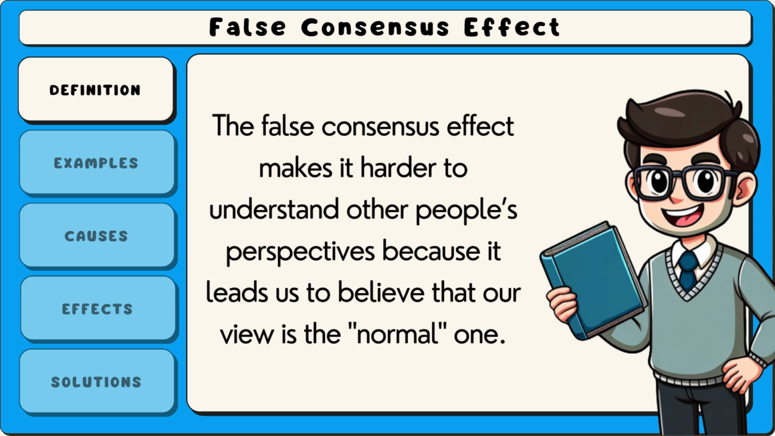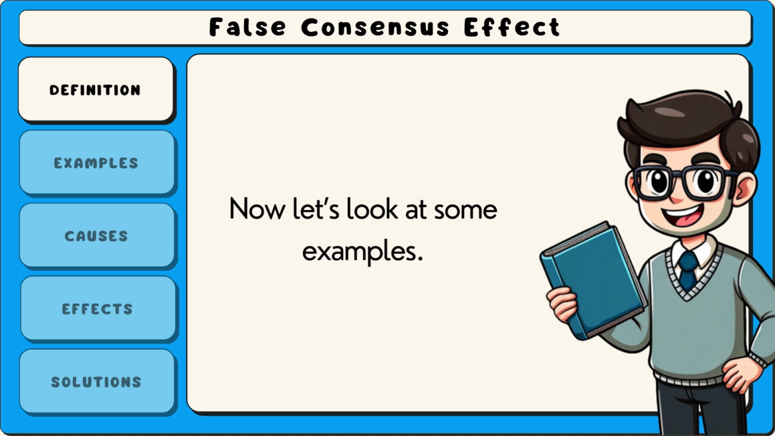The false consensus effect makes it harder to understand other people's perspectives because it leads us to believe that our view is the normal one. Now let's look at some examples.